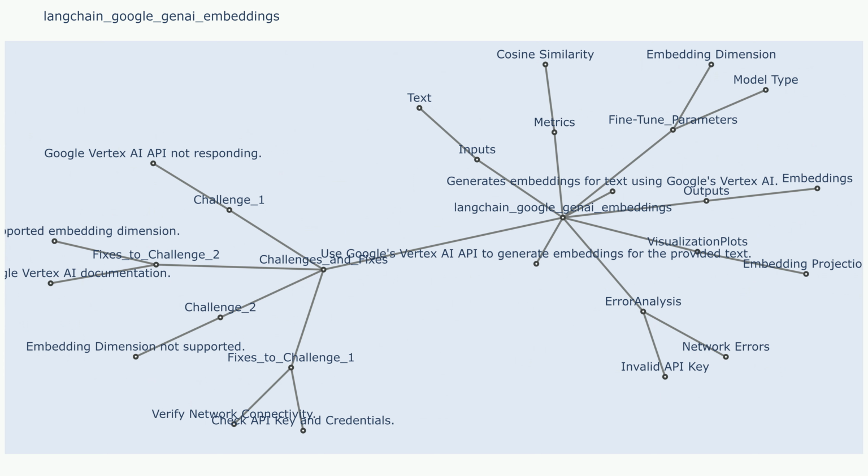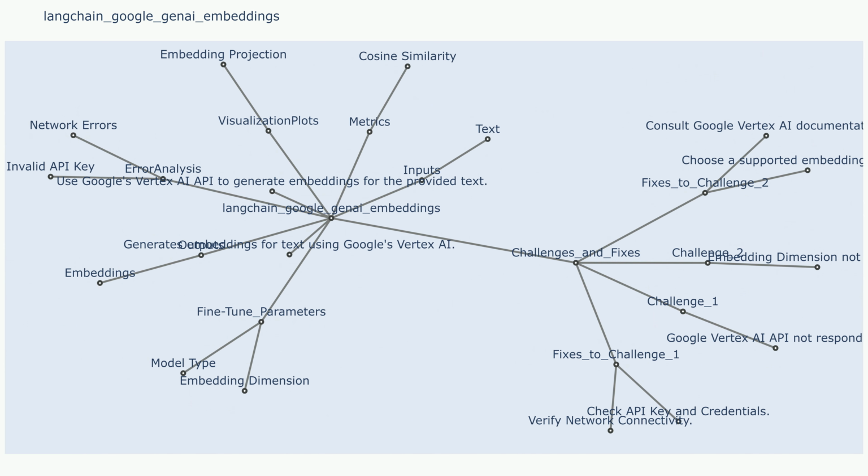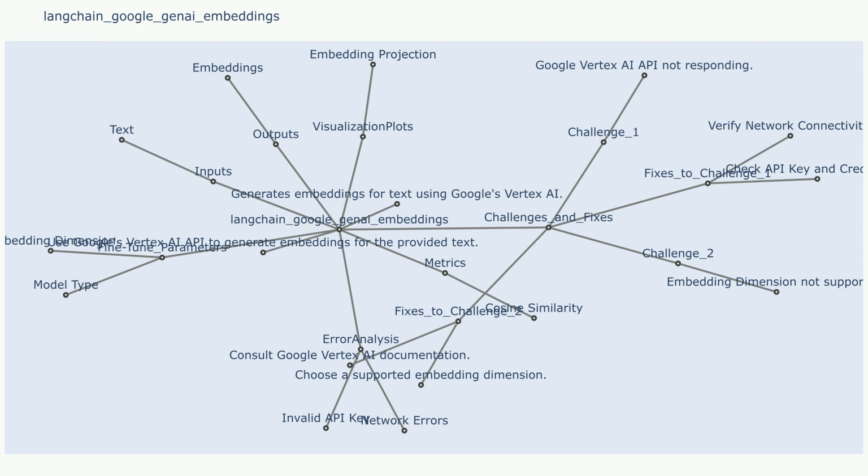Visualization plots. Visualization plot 1: embedding visualization plots. Embeddings are projected into a lower dimensional space to visualize their relationships and clusters. This can be done using techniques like t-SNE or PCA. Fine-tune parameters. Parameter 1: model. Selecting a specific Google AI model for embedding generation can impact the quality and performance.